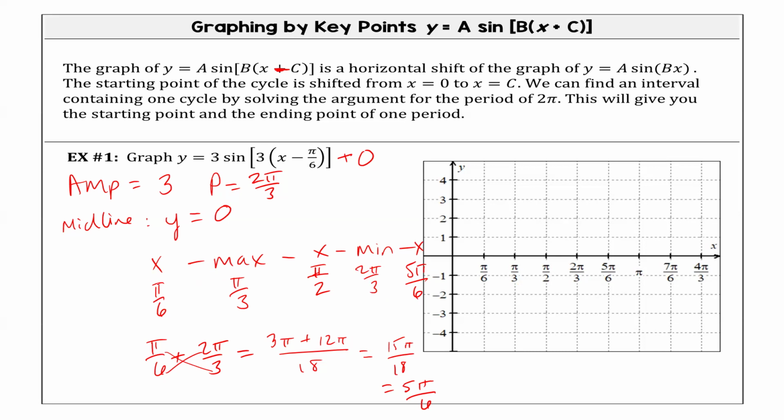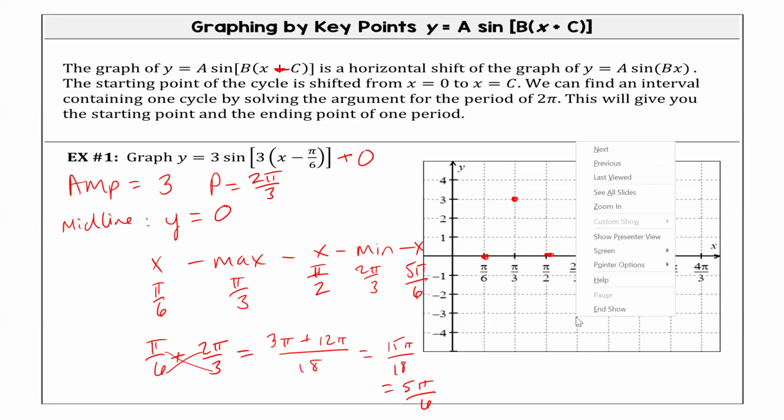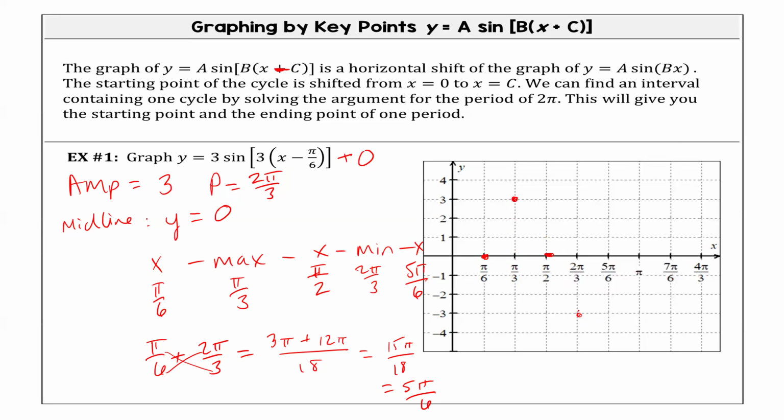So this lets me know where everything is. Does that make sense? I know that my x-intercept is here, my max, and because of our amp, our max is 3. My next intercept is here. Because of my amp, my min is at -3. And I'm going to end at 5 pi over 6.